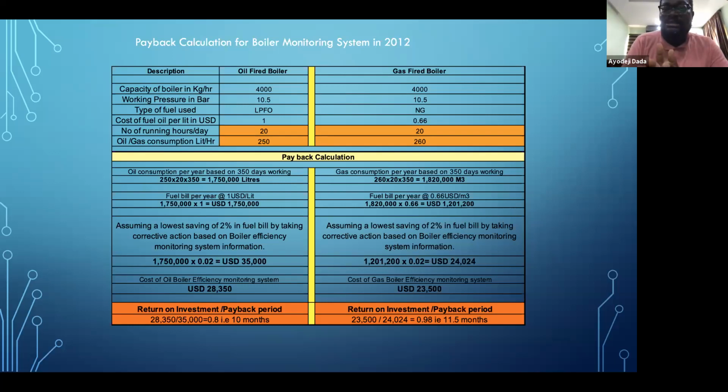So this is a simple confirmation that by doing metering and monitoring, you could make huge savings. And that's the starting point for me. You can do a lot of other things, but this is the starting point.